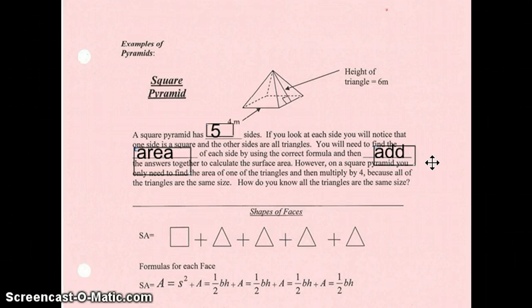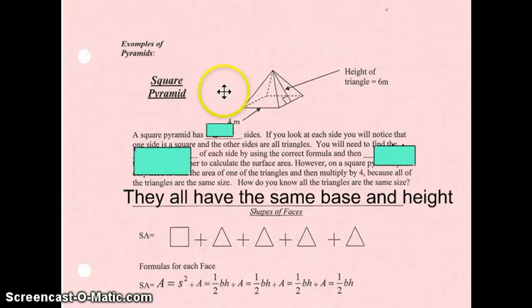However, on a square pyramid, you only need to find the area of one of the triangles and then multiply by 4, because all of the triangles are the same size. How do you know all the triangles are the same size? I want you to think about this, write your answer down, pause the video, and then press play to check your answer. We know all of the triangles are the same size because they all have the same base and the same height.